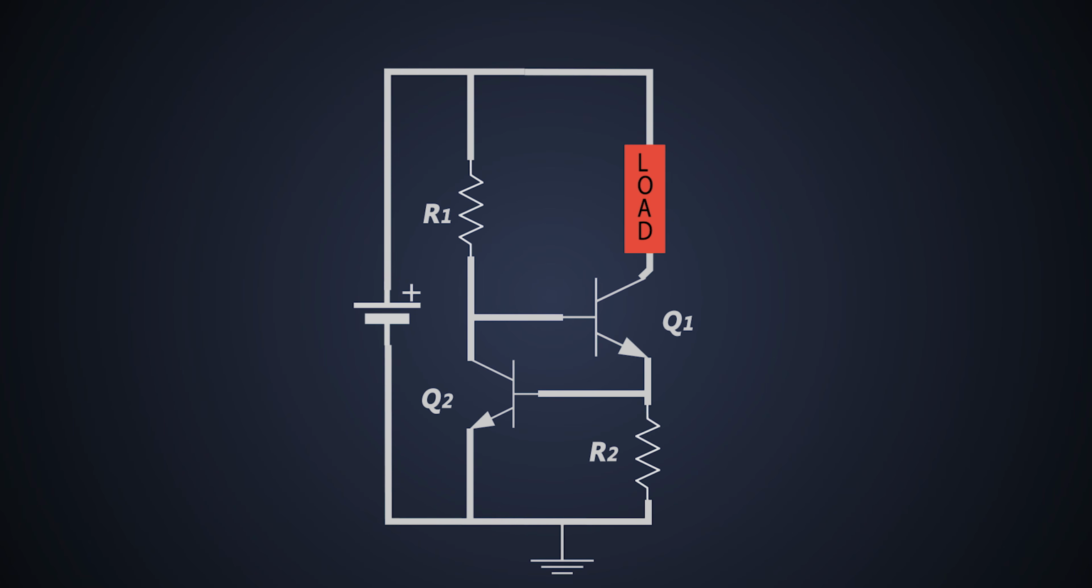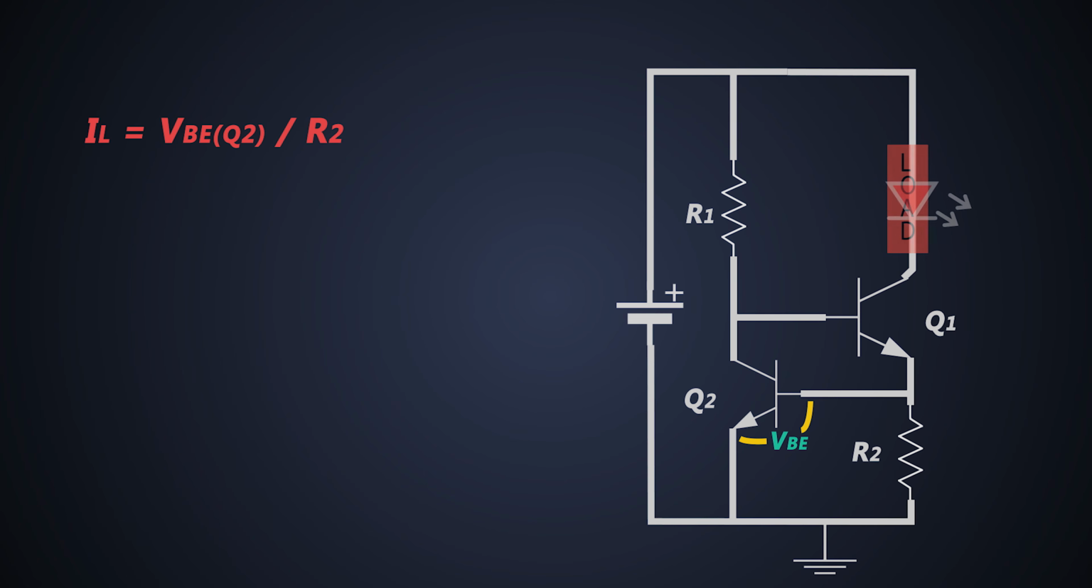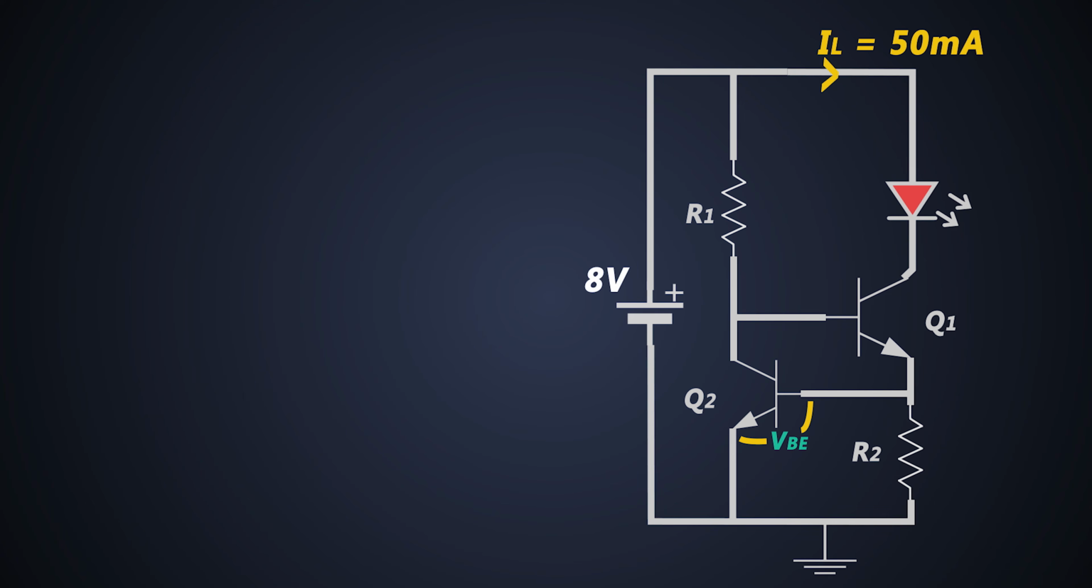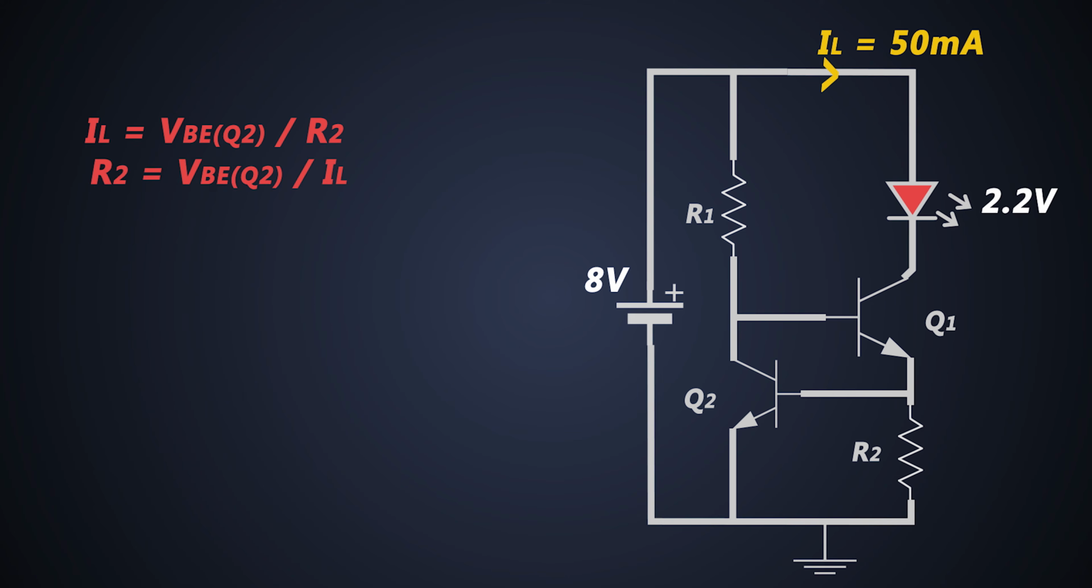We can set the load current from this formula. Let's see an example. The output current required is, let's say, 50 milliamperes. The input voltage is 8 volts. And our load is an LED which has a forward voltage drop of around 2.2 volts. Let's calculate the value of R2 with this formula. The value of R2 will be around 14 ohms.